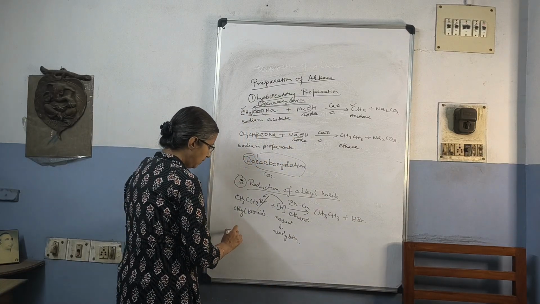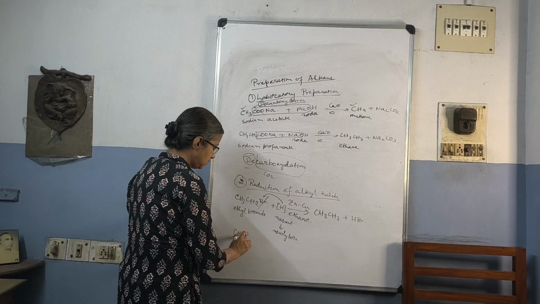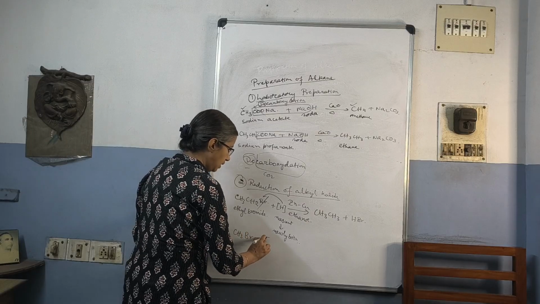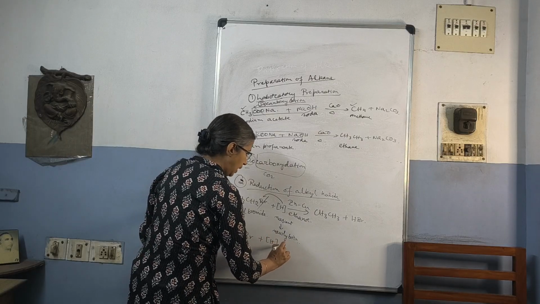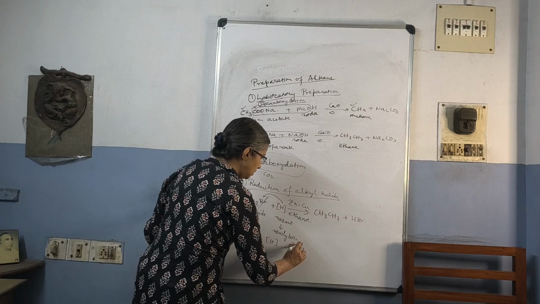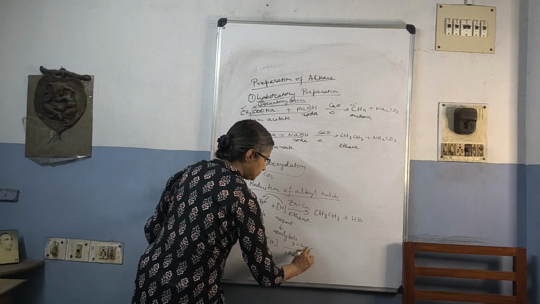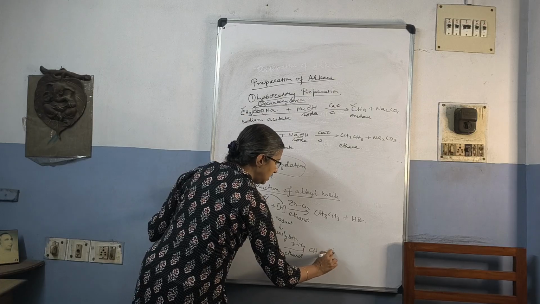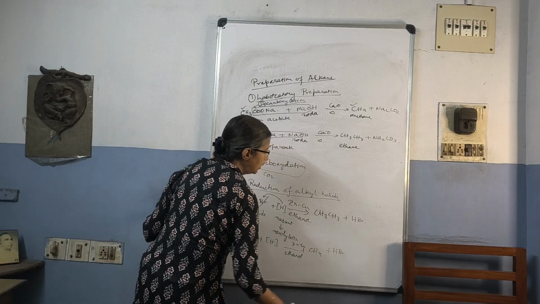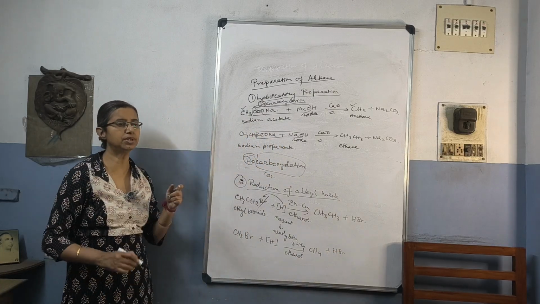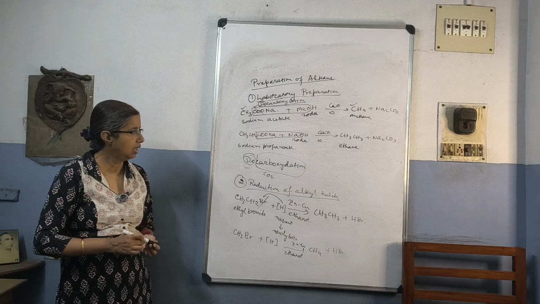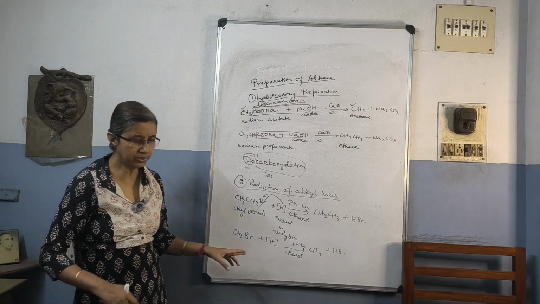Likewise, we can prepare other things also, that is CH3Br with H and zinc copper couple, ethanol, that gives CH4 plus HBr. Now for class 10 syllabus, these two preparations are sufficient. These two are only in the syllabus.